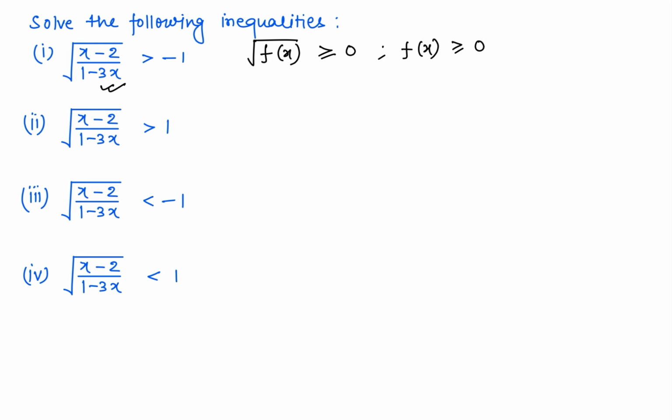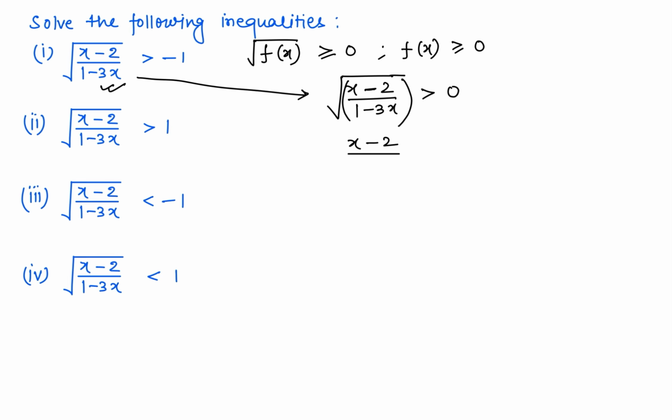So this inequality is equivalent to root of (x minus 2) divided by (1 minus 3x) greater than 0 only. In the square root we can see that there is a rational function. So (x minus 2) divided by (1 minus 3x) must be greater than or equal to 0, and also 1 minus 3x must not be equal to 0, so x can't be equal to 1 by 3. Now we will solve this inequality.